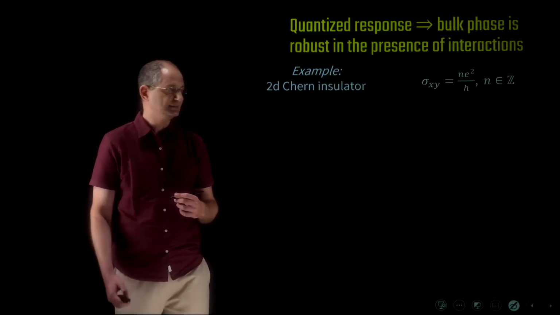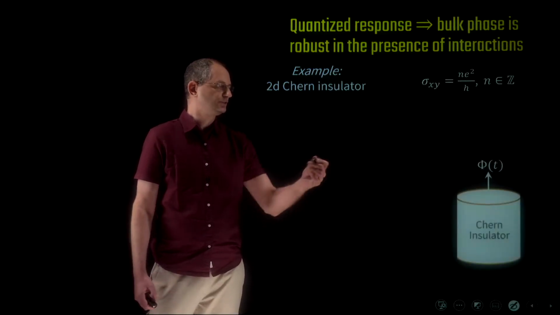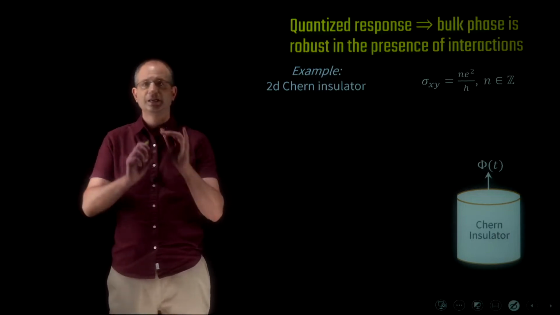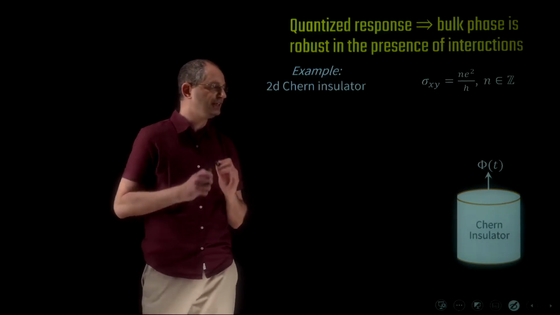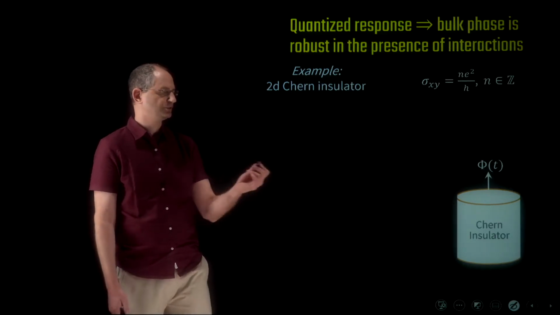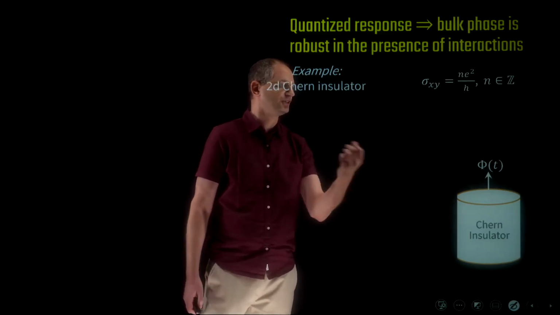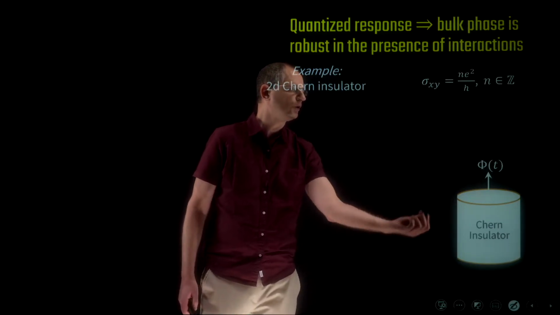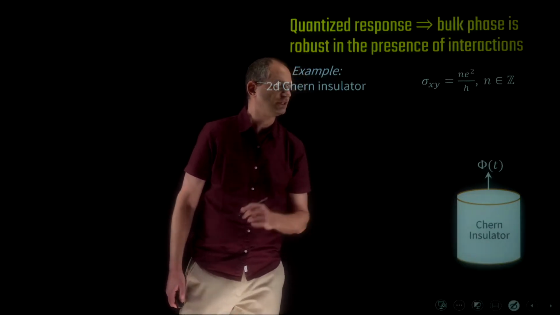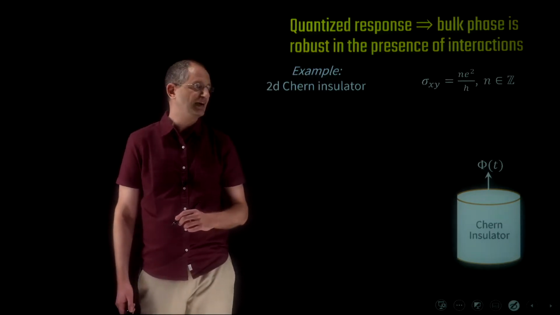So to that end, let's take our 2D Chern insulator, and rather than on a plane, let's imagine that our 2D Chern insulator is actually living on a finite cylinder. Okay, so this is a cylinder of a finite circumference. It's large but finite. And through the whole of the cylinder, we can insert an Aharonov-Bohm magnetic flux phi.